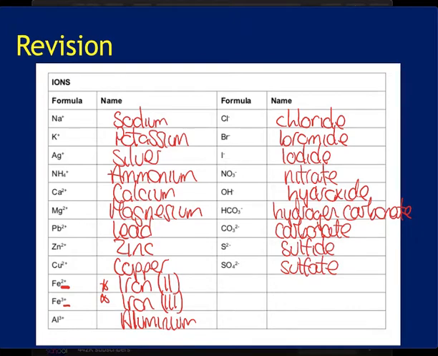In terms of our negative ions then, the name just changes for an element from chlorine to chloride. So then we have bromide and iodide. Nitrate, NO3-, is a complex ion. Hydroxide, OH-, is a complex ion, as is hydrogen carbonate and carbonate. Sulfide comes from sulfur, so that's just a changing of the element name. And then we have sulfate, SO4 2-.